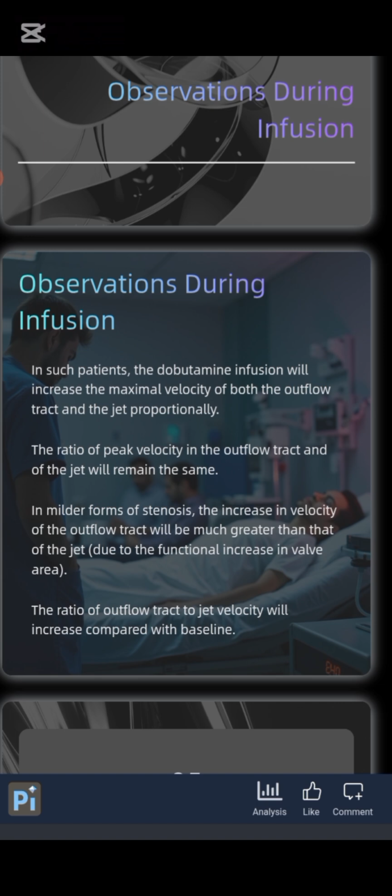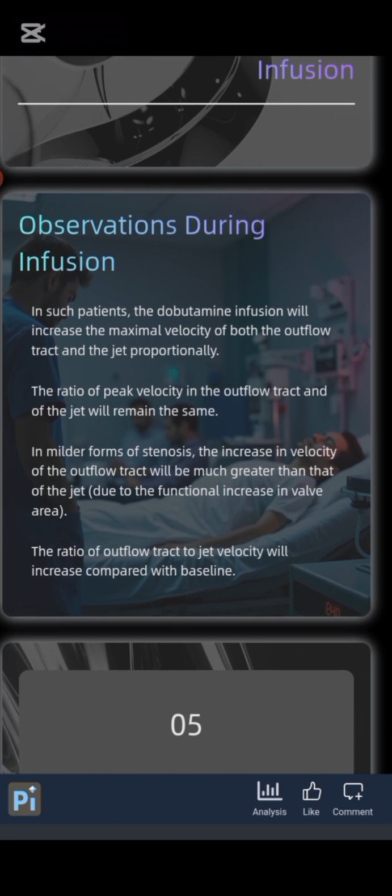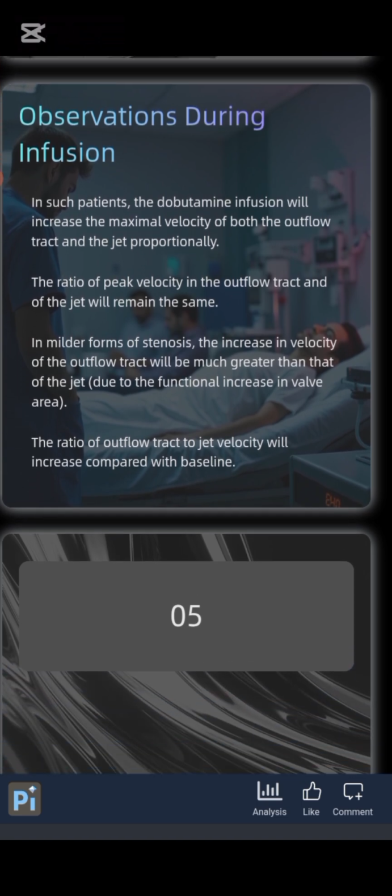In a milder form of stenosis, the increase in velocity of the outflow tract will be much greater than that of the jet due to the functional increase in valve area. The ratio of outflow tract to jet velocity will increase compared with baseline.